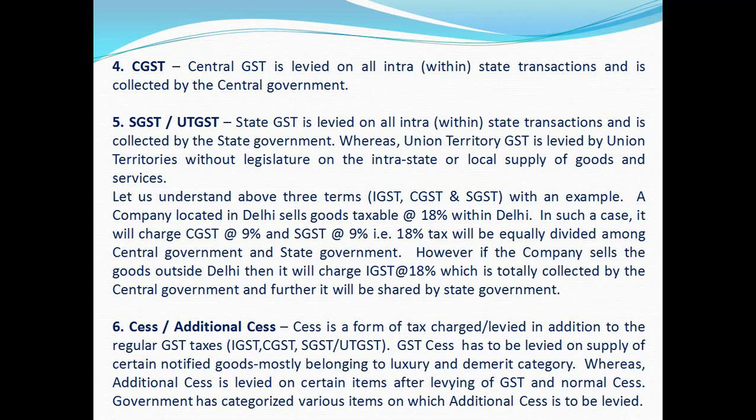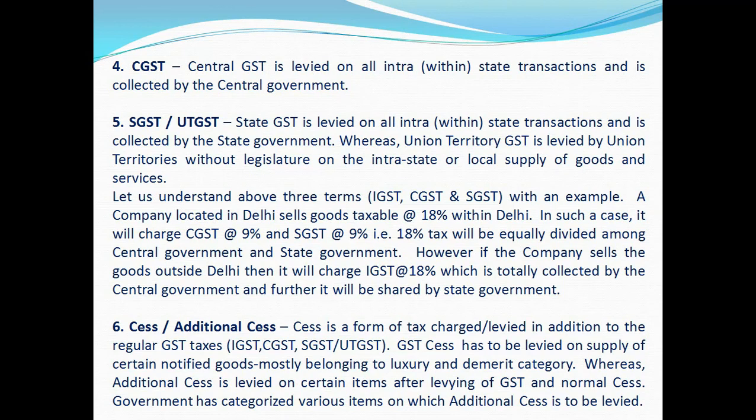Next, SGST and UTGST. SGST, that is State GST, and UTGST is Union Territory GST. Both these terms are totally similar, with the only difference that if you fall under the state government jurisdiction, then you need to charge SGST, and if you belong to a Union Territory, then you need to charge UTGST. So as both these terms are totally similar, we will be referring to them as SGST. SGST is levied on all intra, or you can say within state transactions, and it is collected by the central government.